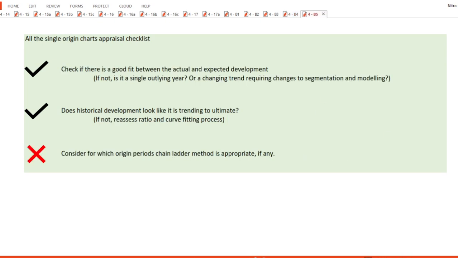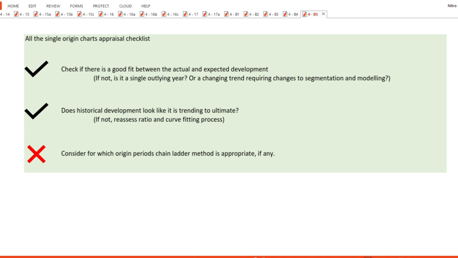The final set of checks is to consider the actual historic data against that expected from our model for individual origin periods. Generally, we need to flick through each of the origin periods to get comfortable with our model results. What we're looking for is a good fit between actual and expected development. 1 or 2 outlying origin periods might be fine, but we may also spot a changing trend requiring recalibration of our model, or possibly a need for improved segmentation.